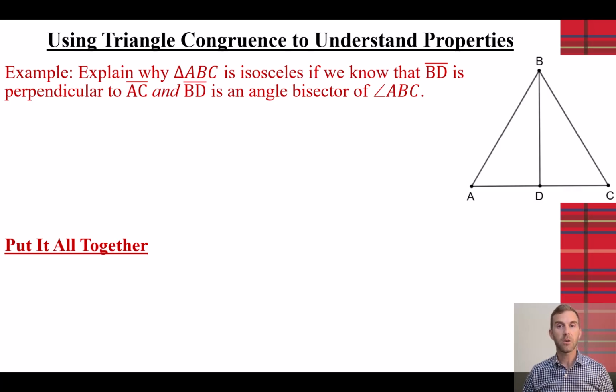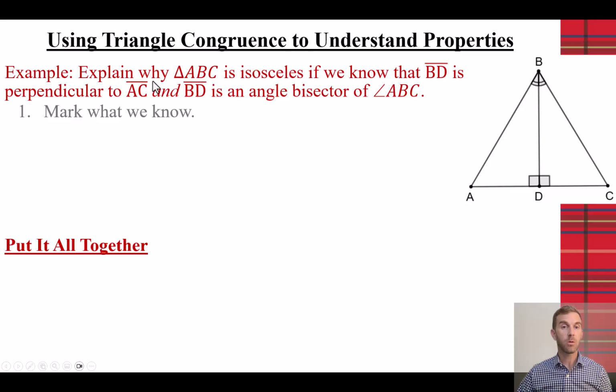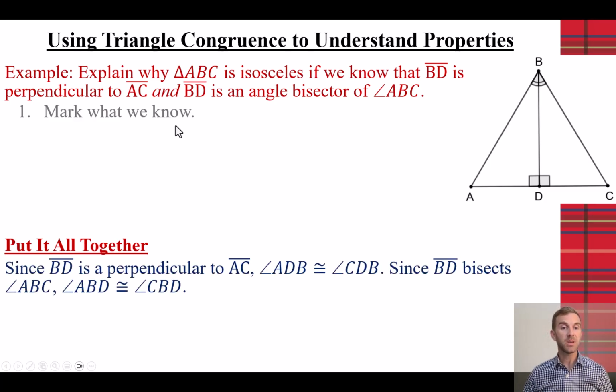So let's start with what we know. We know that we have perpendicular angles and the angle bisector. So we mark those angles, and that's the first thing we want to make a statement about when we're going to write out why this is the case. We're not starting with what we're trying to show. That's where we end. We start with what we know. And what we know is that since BD is perpendicular to AC, those angles have to be congruent. And we know that since it's an angle bisector of angle ABC, these two angles must be congruent.